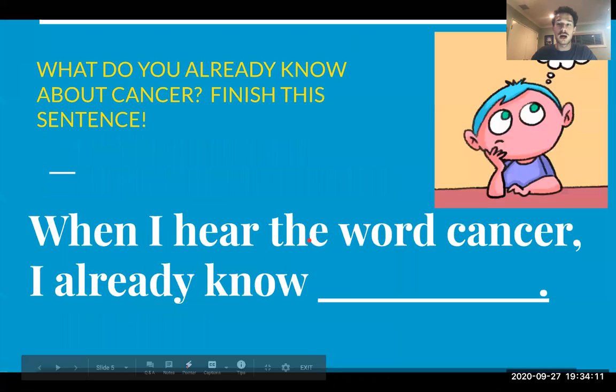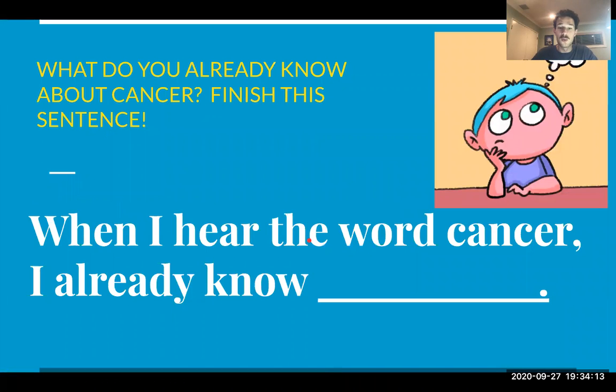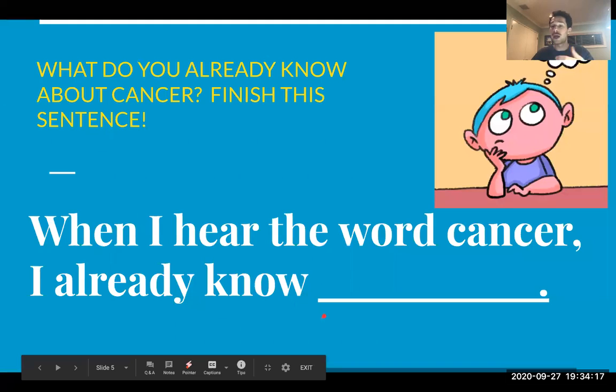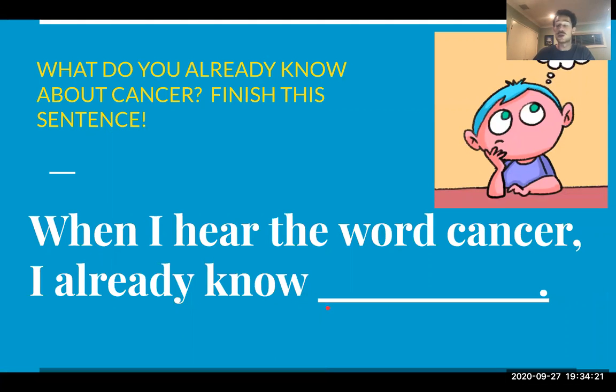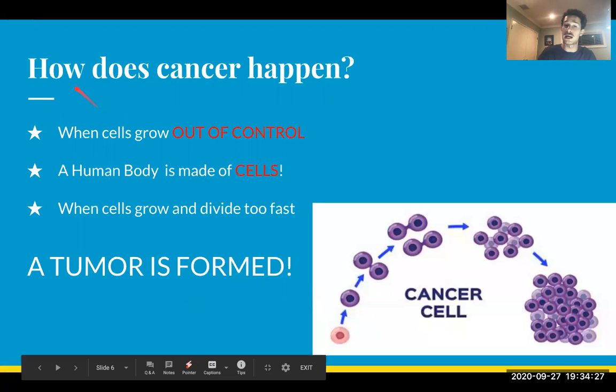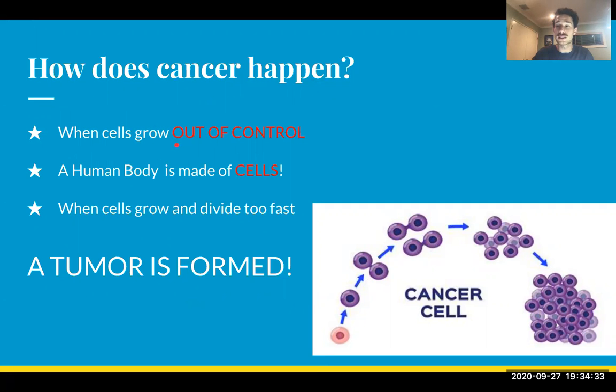So let's have you finish this sentence. When I hear the word cancer, I already know... You may already know that cancer is a disease. You may know someone that has cancer or has had cancer. And you might also ask, how does cancer happen? Cancer happens when the cells in your body grow out of control.